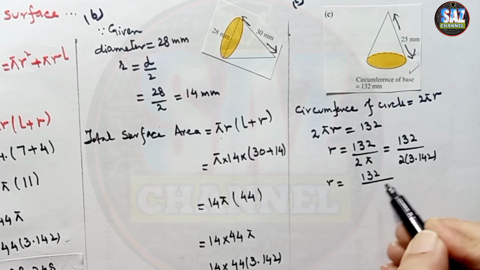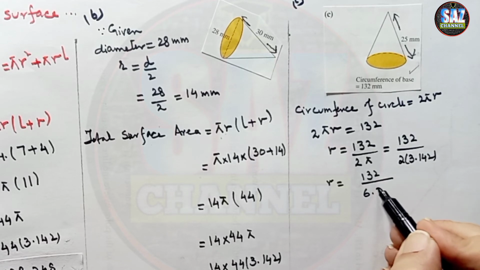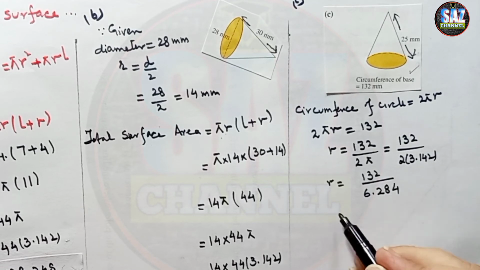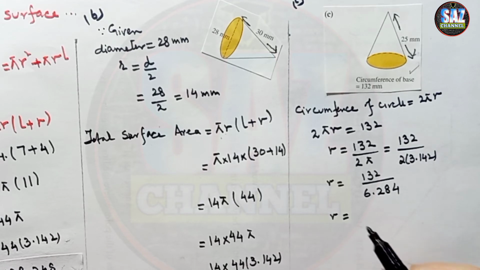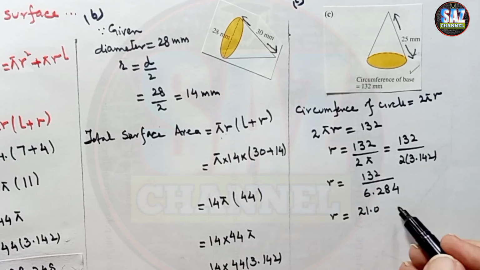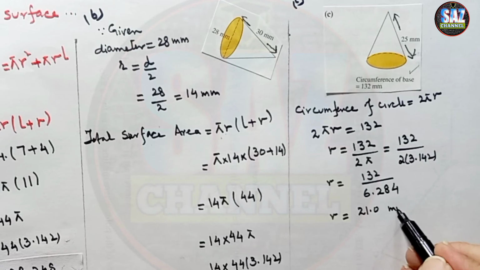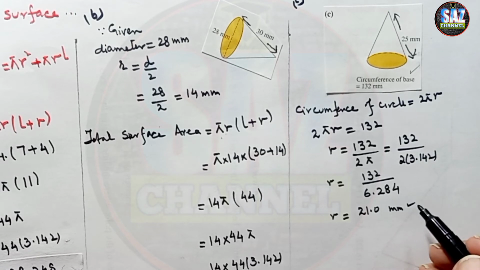132 upon 6.284. This calculation we already have done in question 1 as well, so you have to keep the important points in your mind. 132 divided by 6.284 is 21.0 millimeters. Okay, and now we have got the answer of radius.